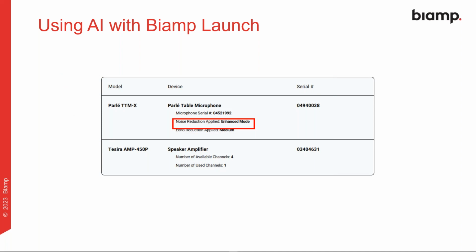And it's reflected in the report card when you have it enabled. So you'll see the noise reduction applied is enhanced mode, meaning AI is on. In the advanced report card, you'll also still get discrete measurements for the noise at the microphones as well.